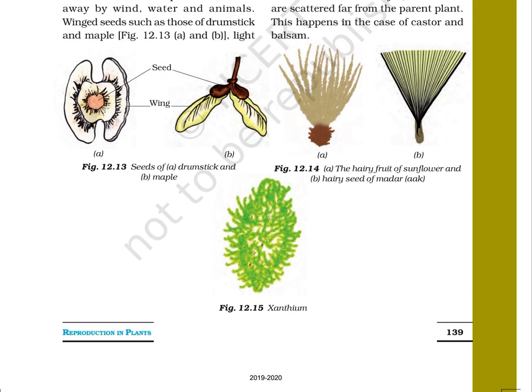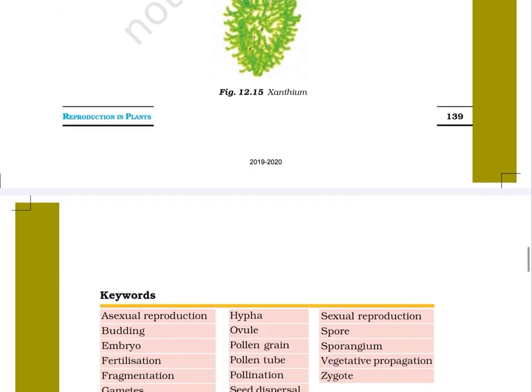12.14 A. The hairy fruit of sunflower, and B. The hairy seed of madar or ak. Figure 12.15 Xanthium.